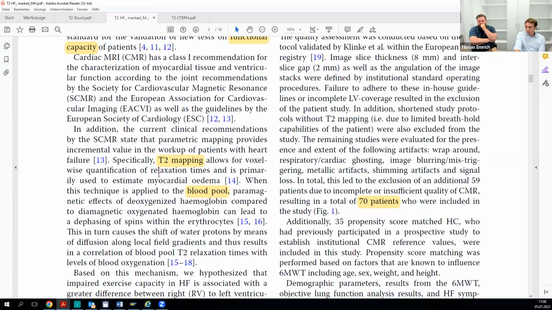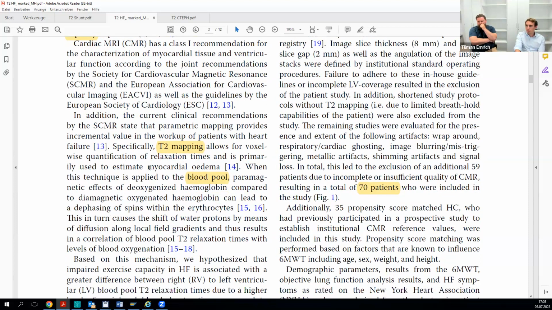And that's basically what we did, because all these patients are from our heart failure unit, so they get referred for CMR and get a comprehensive protocol, including T2 mapping, and they also get a comprehensive assessment from the clinical side, including the 6-minute walking test.